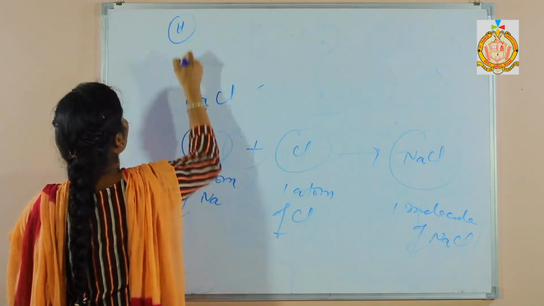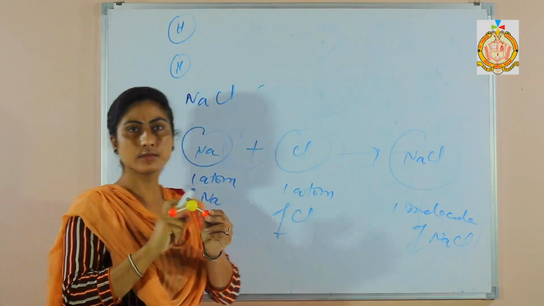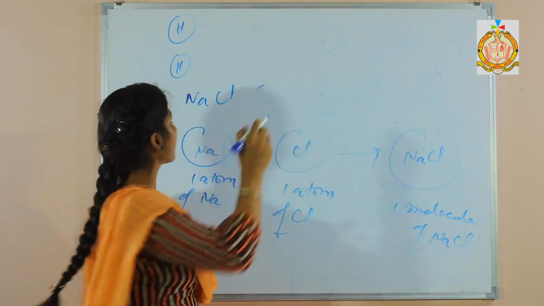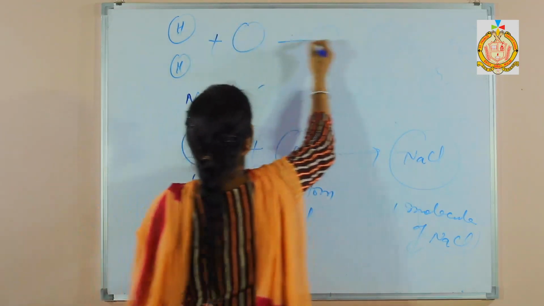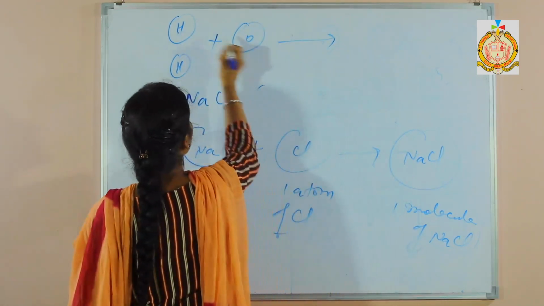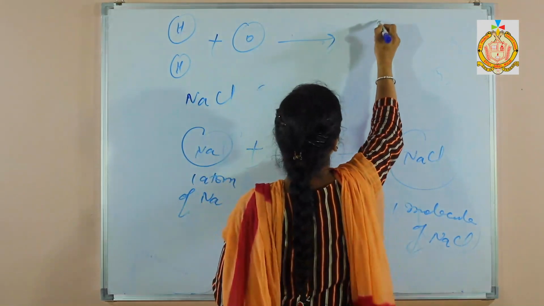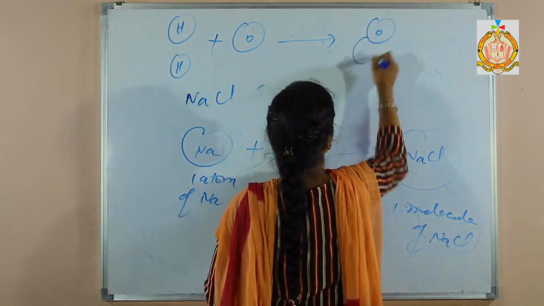Here, 2 atoms of hydrogen and 1 atom of oxygen chemically combine together and form one molecule of water.